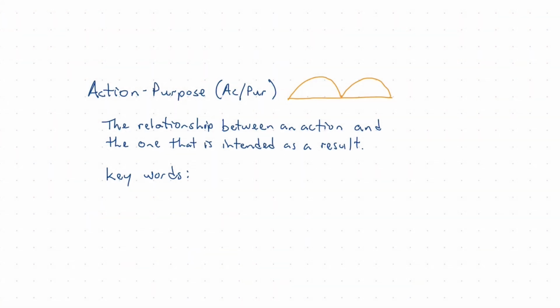Let's look at the relationship of action and purpose. Our symbol for action and purpose is ACPOR, A-C-P-O-R, and the definition of action purpose is the relationship between an action in one proposition, and then one that is intended as a result. So in action and purpose, look for intention and purpose over against the relationship that we looked at in the last video, action result, where we're looking more for a natural consequence or a result of an action rather than intention.